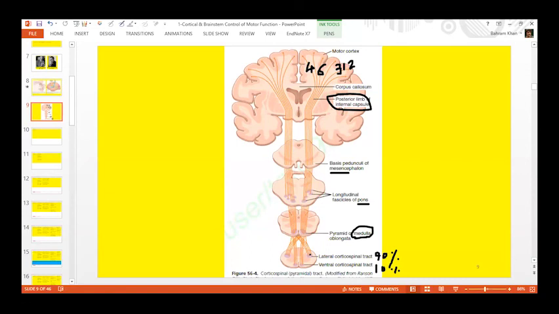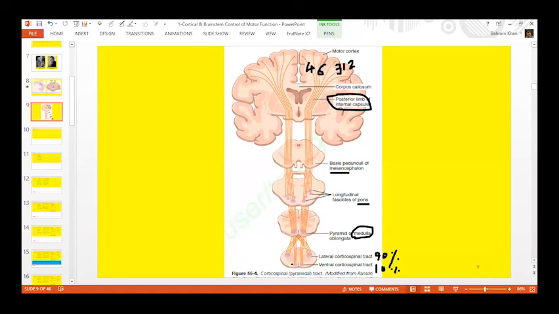The remaining 10% of the fibers remain ipsilateral at the level of medulla oblongata. So they will not cross over to the opposite side, rather they will descend ipsilaterally and eventually enter the anterior white column of the spinal cord, and these fibers form the ventral corticospinal tract.